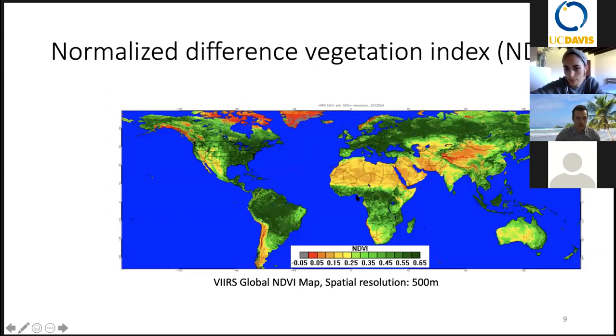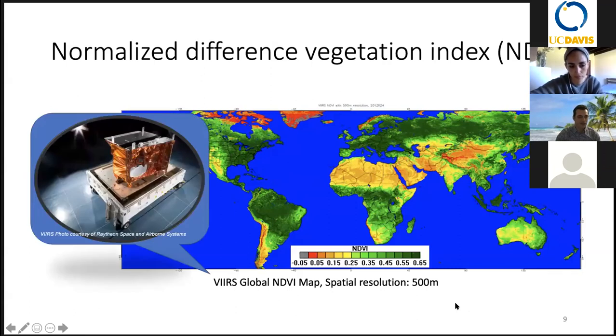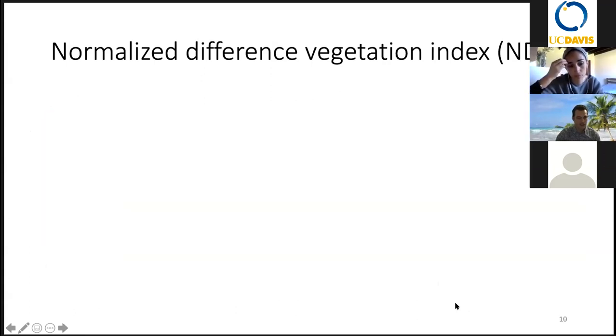For example, here is California, and we can see that in California we have desert, we have agricultural area, we have the Central Valley, and I think this part would be Chile, mostly red. So there is not much vegetation, unlike the Amazon or the East United States or South Africa or Central Africa. These images can be generated by satellite imagery.